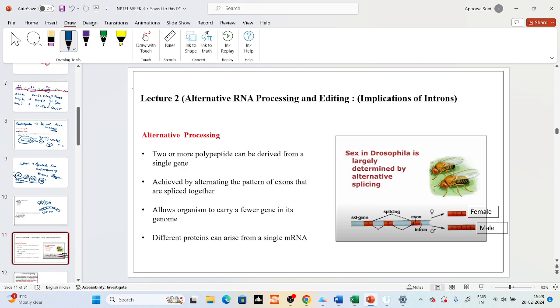Okay. Now we come to implications of introns. We come to lecture 2, alternative RNA processing, implications of intron.